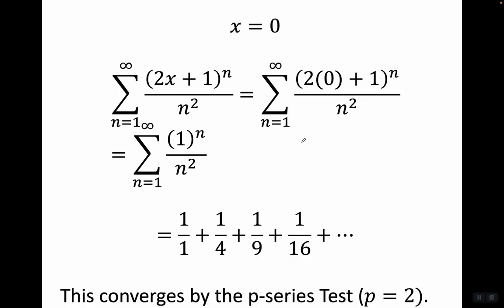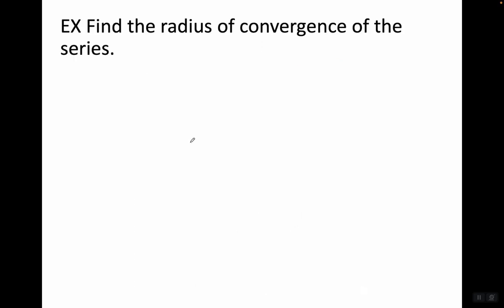Good to know. Now let's try x equals 0. When you plug in x equals 0, all of this that's in parentheses just simplifies to 1. So we have the summation as n goes from 1 to infinity of 1 over n squared. That's 1 plus a fourth plus a ninth plus a 16th, and so on. And that converges by the p-series test. Here we have p equals 2. So the series converges for x equals 0 as well.